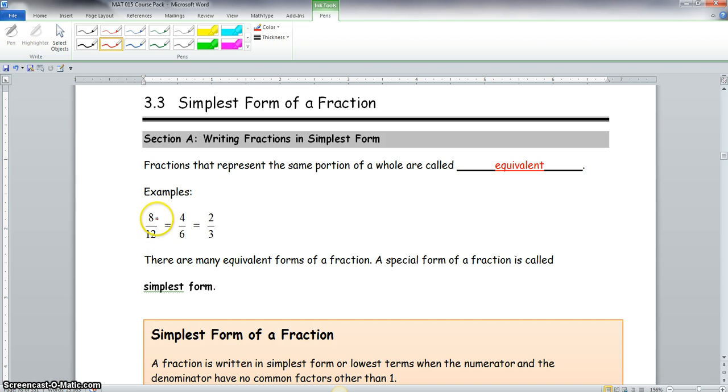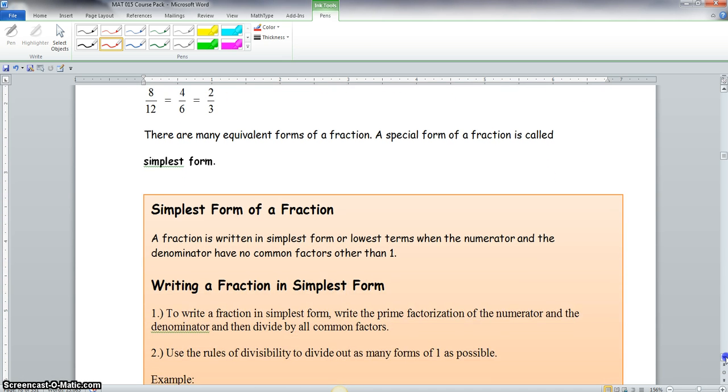Because if you look here, if we divide 8 and 12 by 2, 8 divided by 2 is 4, and 12 divided by 2 is 6. And then we divide 4 and 6 by 2. 4 divided by 2 is 2, and 6 divided by 2 is 3. There are many equivalent forms of a fraction. A special form of a fraction is called simplest form.